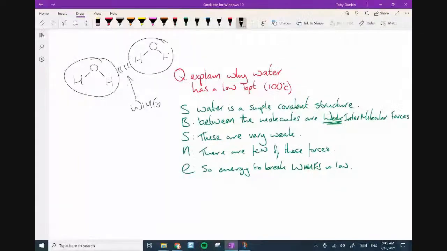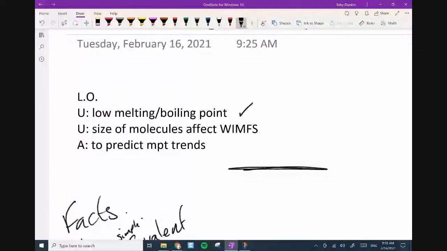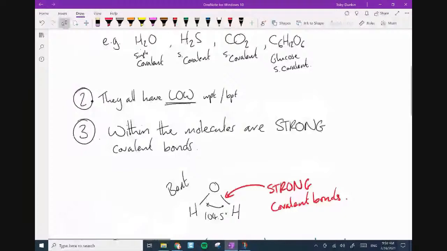At this point we can go to my learning objectives and go, right, we can now explain and understand the low boiling point of simple covalent substances. We know that there are WIMFs between the molecules, and these are weak, so it doesn't take much energy to break them. Now we need to do the second one, size of molecules.